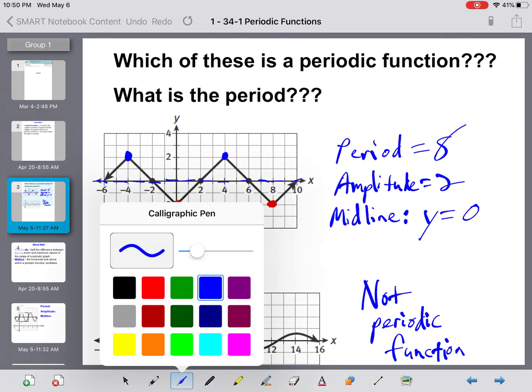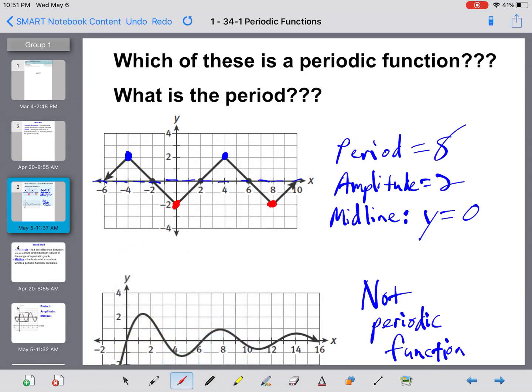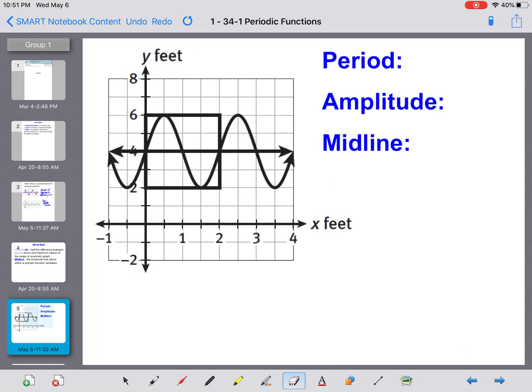If you identify the midline first, the amplitude is just the distance from the midline to the top, that's 2, or from the midline to the bottom, that's 2. That's what your amplitude is. Half the distance between the high and the low is just the distance from the midline to the top or to the bottom. Usually when I'm finding the amplitude, I do the midline first, and then I go find the amplitude.